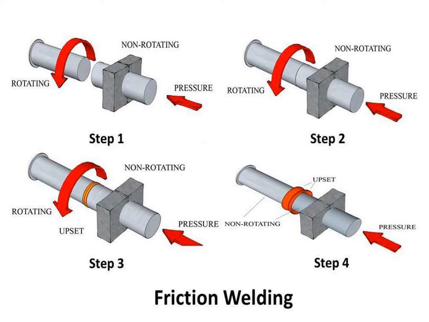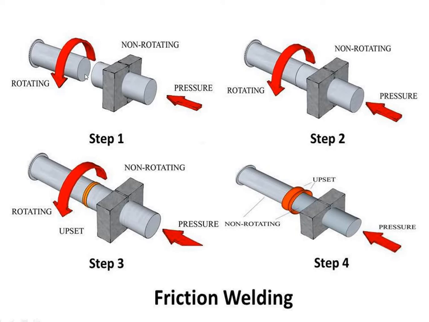So let's see the diagram. This is the rotating workpiece and this is the non-rotating workpiece. It is driven by a motor, and this workpiece keeps on rotating and this one stays fixed. Due to the rotation and application of pressure, both the workpieces are held together. In the third step, an upset is created due to the rotation and application of pressure towards the non-rotating workpiece.